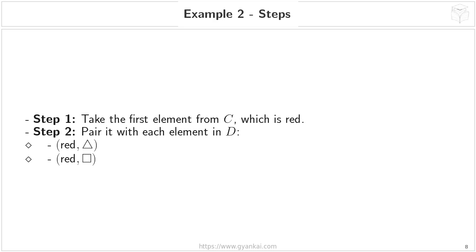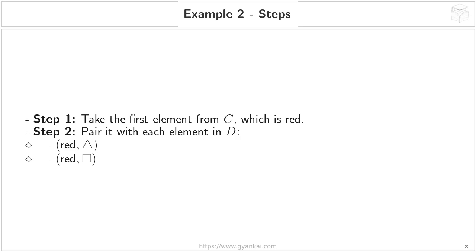Then, we combine red with the square, resulting in the ordered pair red square. So let's continue building our understanding of Cartesian products with example 2. As you recall from the previous slides, we're essentially creating all possible ordered pairs from two sets. Now, looking at this slide, we're working with sets C and D. Remember, C contains the elements red and blue, and D contains a triangle and a square.